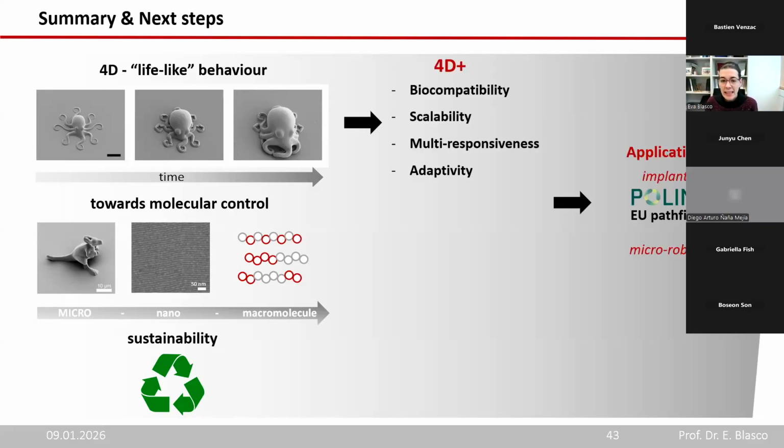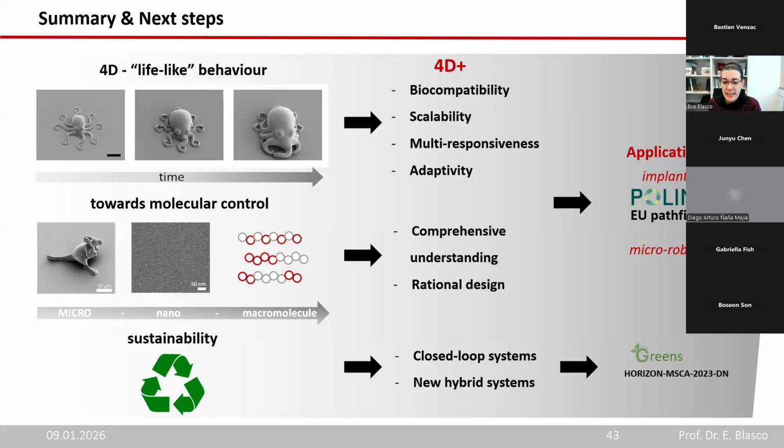So what's coming next? Especially for bio applications, we are targeting biocompatibility, multi-responsiveness, and adaptivity. We are in several initiatives working on microimplants and robotics. We continue with a more comprehensive understanding and rational design, because that helps us later to design more complex systems. And as you have seen at the end, we are also very interested in having more sustainable systems, and we are inside a European network called GREENS.